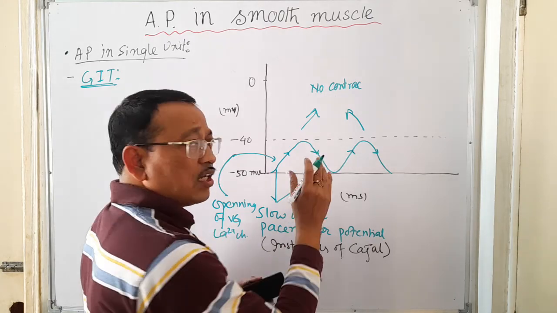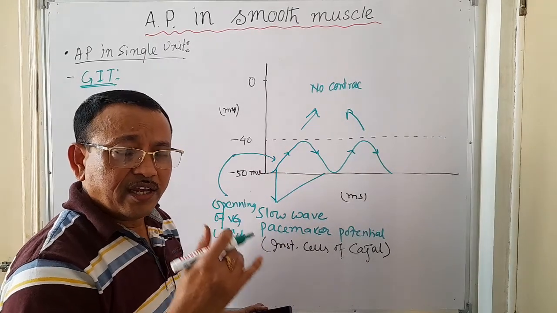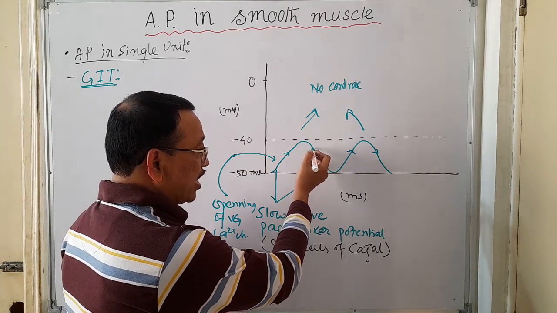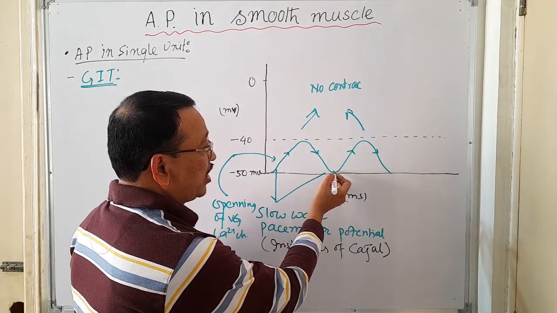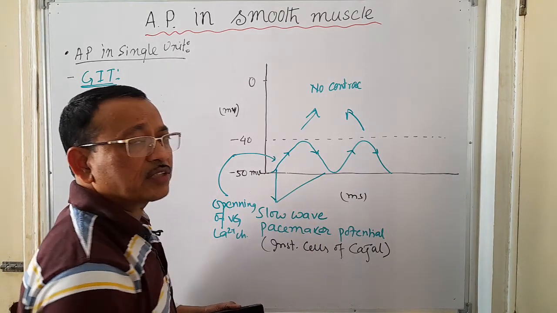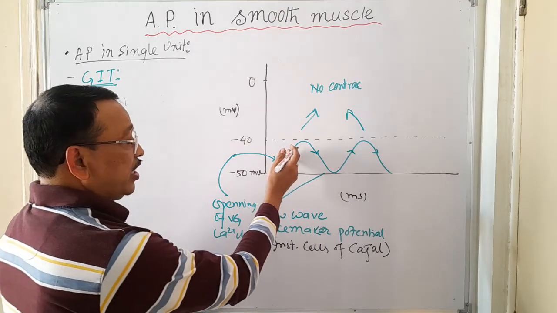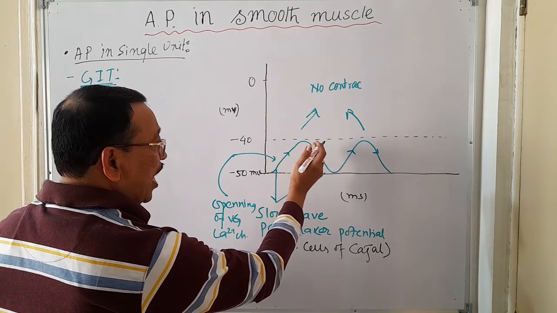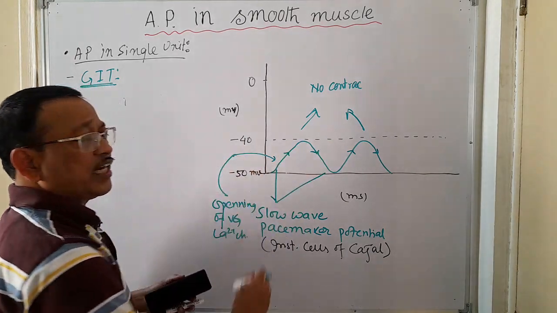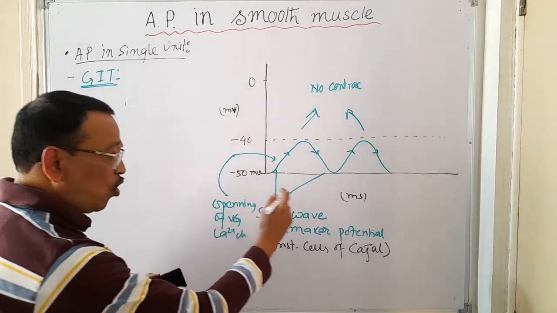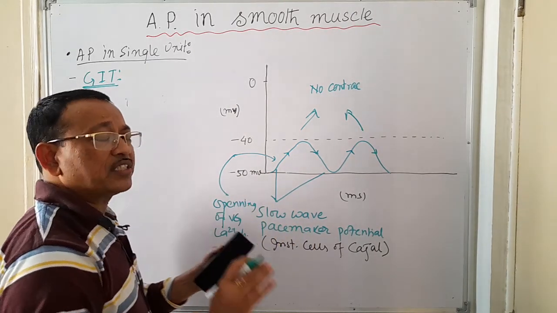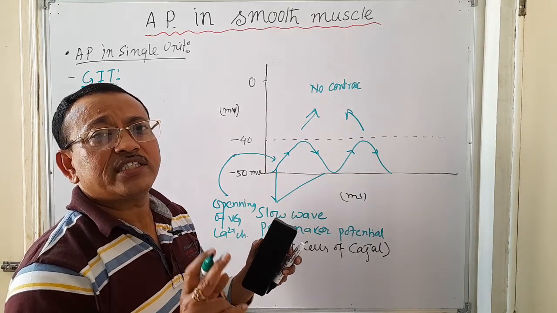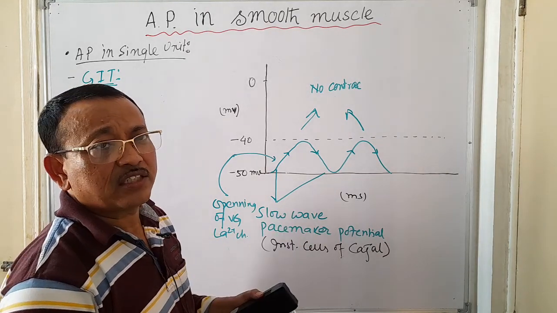So gradual stoppage of the entry of the calcium ions, and thereby gradual fall of the electronegativity again towards the minus 50 millivolt. So this is due to the effect of the opening and closure of the voltage gated calcium channel. So slow wave pacemaker potential is basically because of a single channel, that is the voltage gated slow calcium channels.